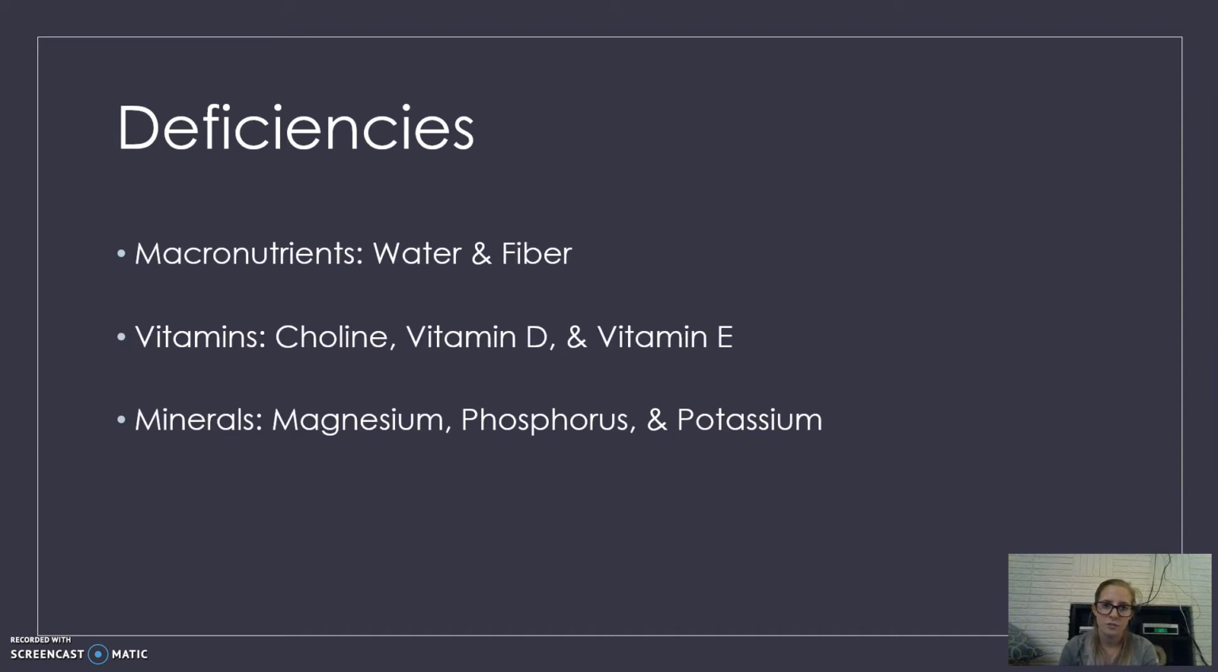3 minerals. She was deficient in magnesium, phosphorus, and potassium. With magnesium deficiencies, we can see fatigue, dizziness, nausea, loss of appetite, weakness, but then long term it can turn into seizures, cramps, tingling, and even heart problems. If we can increase her intake of fruit, vegetables, and low-fat dairy, that should fix her problem.